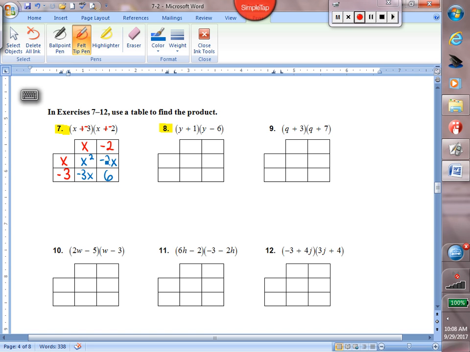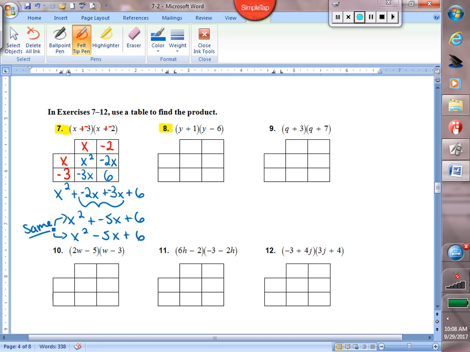Now all I have to do is take what's in the resulting 4 boxes and add those pieces together. Combine my like terms. And again, if you want to do subtraction instead of plus and negative, that's the same thing. You don't have to write both answers, you just pick which one you like best. Take a pause here and try out number 8.